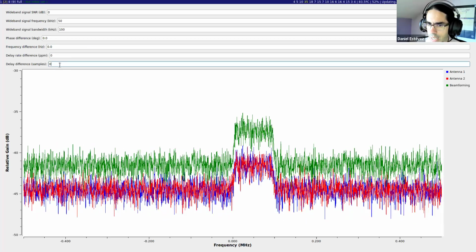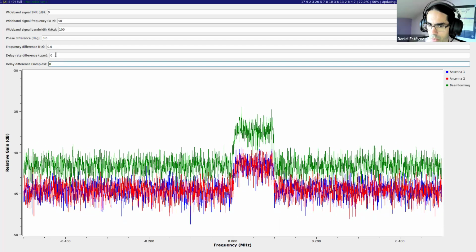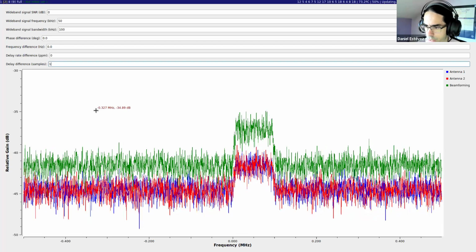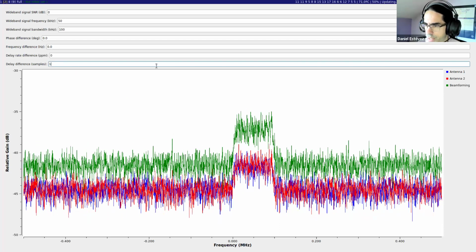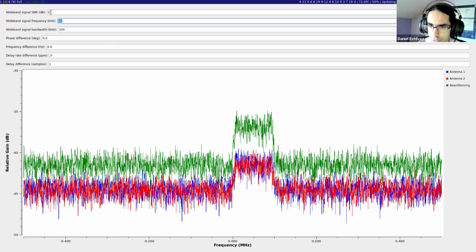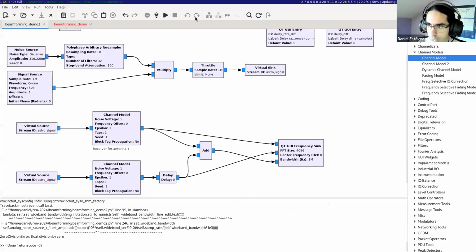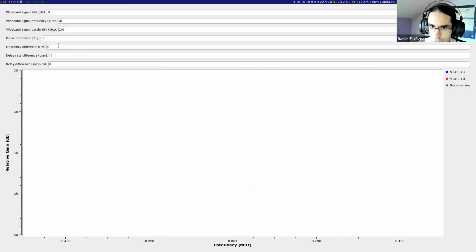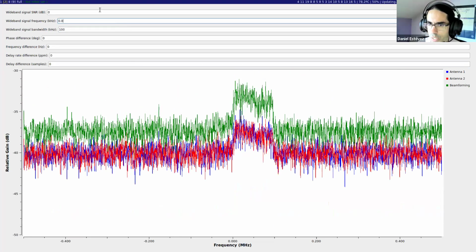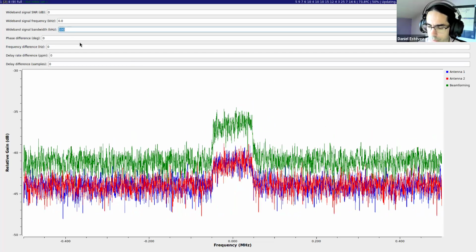How does delay difference look like? Let me explain the delay difference before delay rate difference. So I'm going to make this one sample, and maybe this is not so easy to see. So what I'm going to do is to put this at 0. What happened? I had some division by 0. Oh, I wanted to change this one, and I changed the bandwidth here.